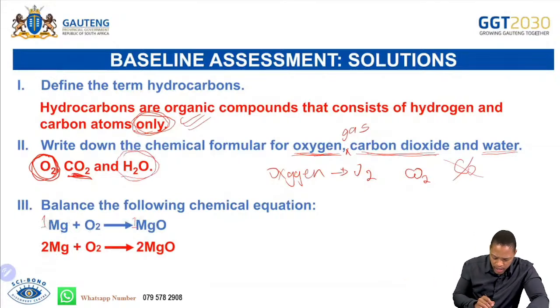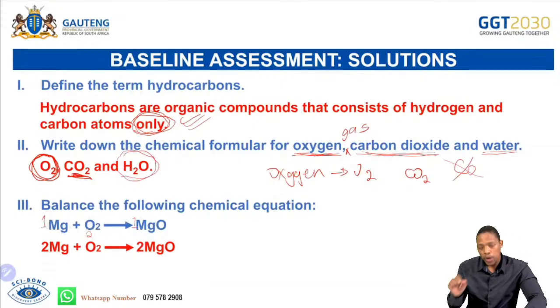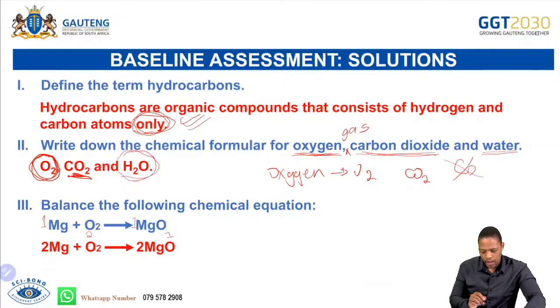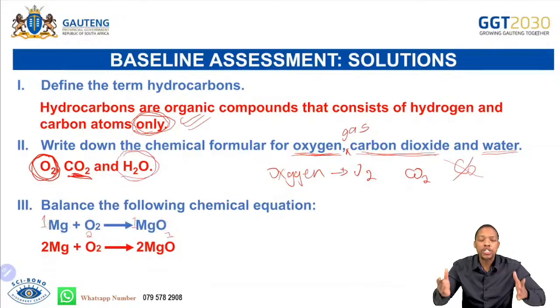However, when you go and check the number of atoms of oxygen there, you find that on this side the number of atoms is 2. But when you check the number of oxygen atoms on the right-hand side, it's 1. That tells you that this chemical equation is not balanced, because even though the number of magnesium atoms is equal on both sides, the number of oxygen atoms is not equal. So the whole reaction is not balanced.